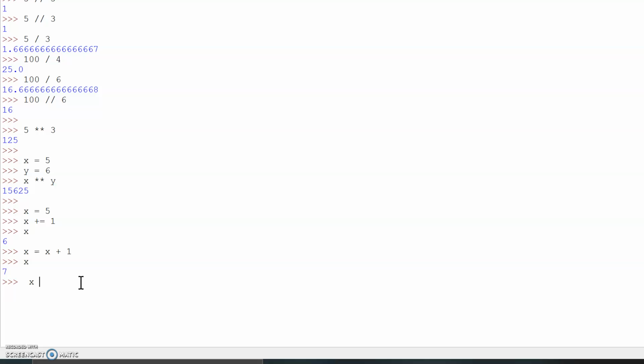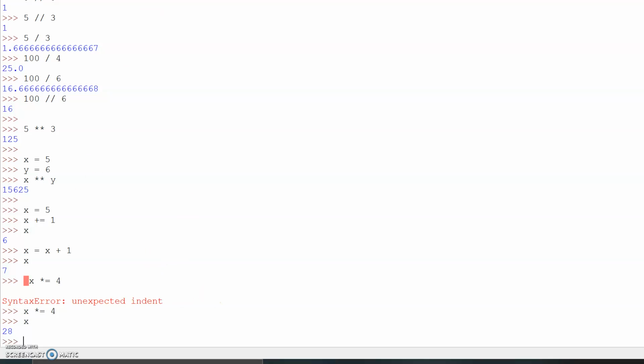Which is x asterisk equals, which will just do x equals x times 4. Let's put 4 in. So then what we're going to get, if x is 7, then let's guess it, 28, right? So let's do that. Oh, whoops, I put a space at the start. Okay, x asterisk equals 4. And then we do x. And we get 28. So if you can see that, we get 28.